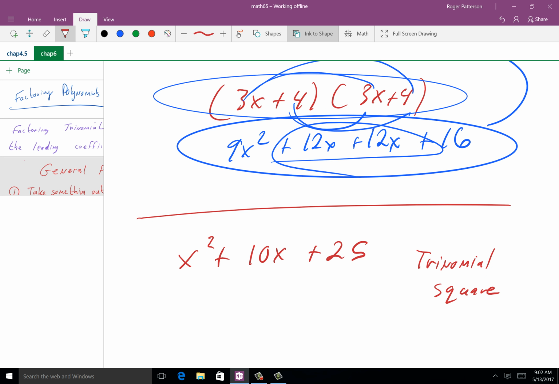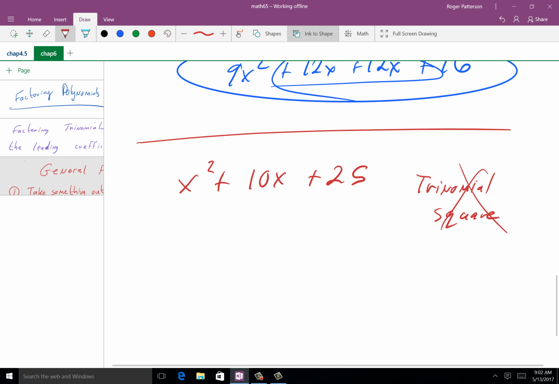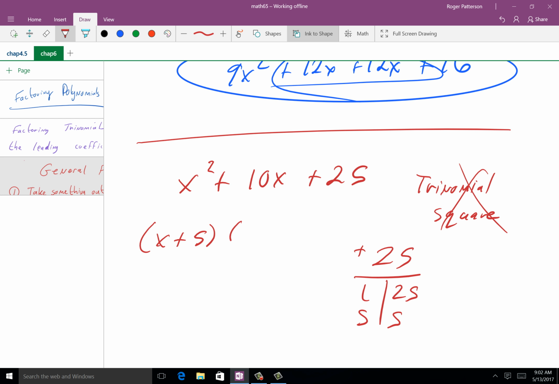And what I would do with it is just factor it as a trinomial and not worry about the pattern that emerges. But if you like the pattern, then you can do it. For me, I think it's easier to just factor this like a trinomial. So we're going to take factors of 25, which there's not very many of, and what's it going to have to add up to? 10. So 5 and 5. So x plus 5 and x plus 5.